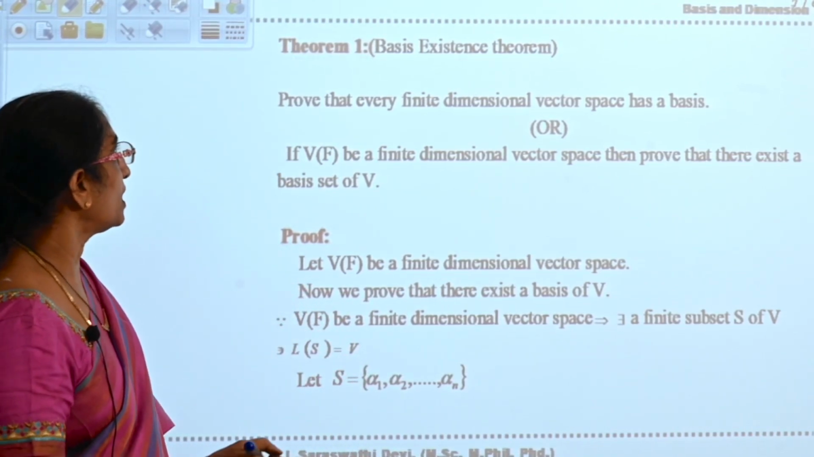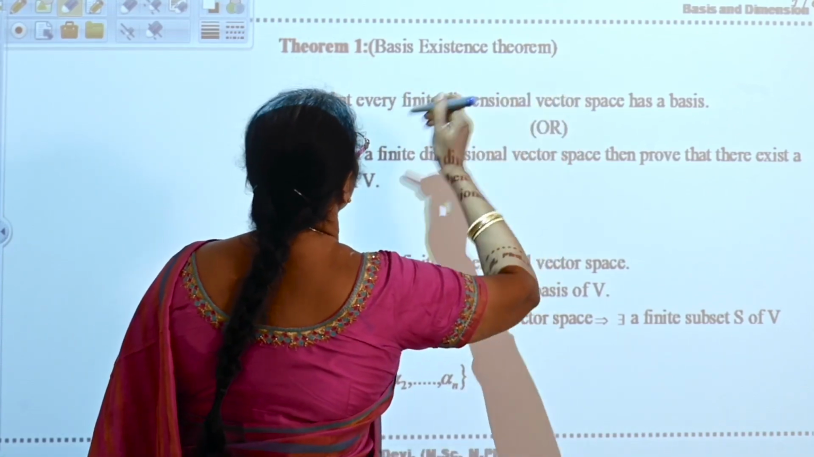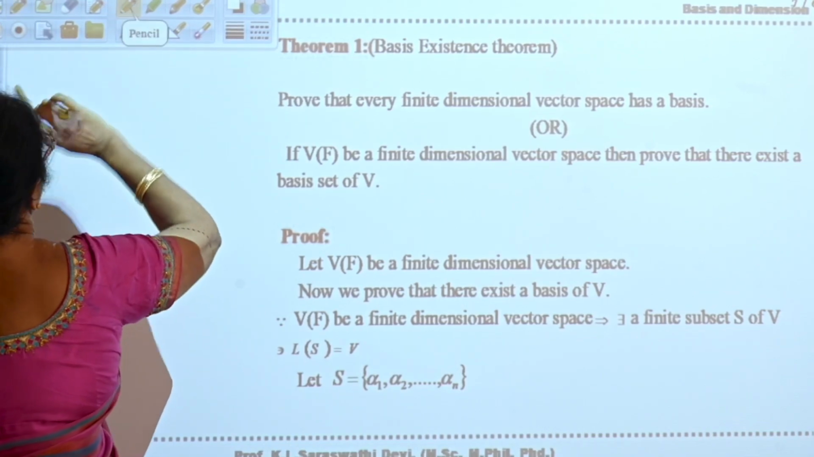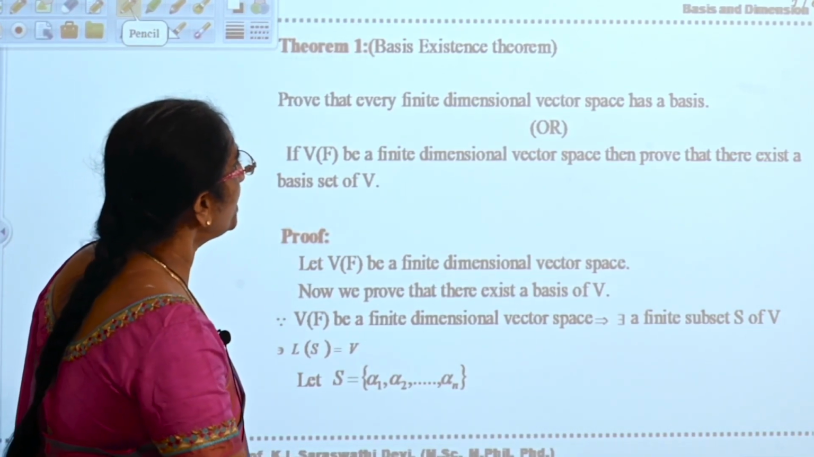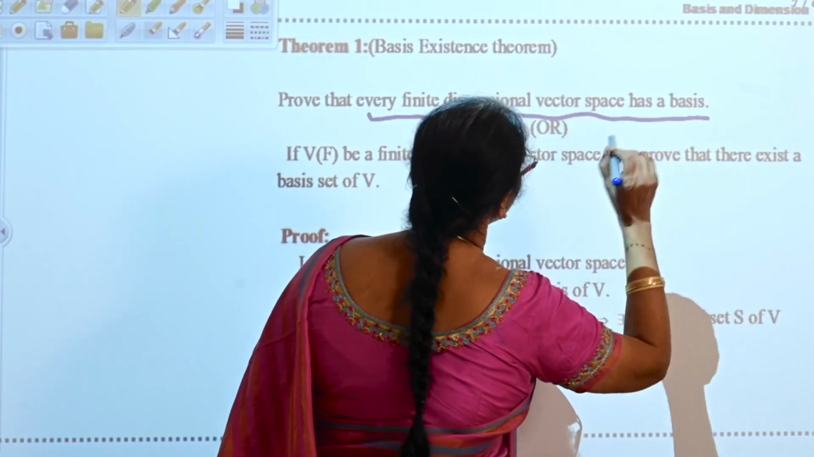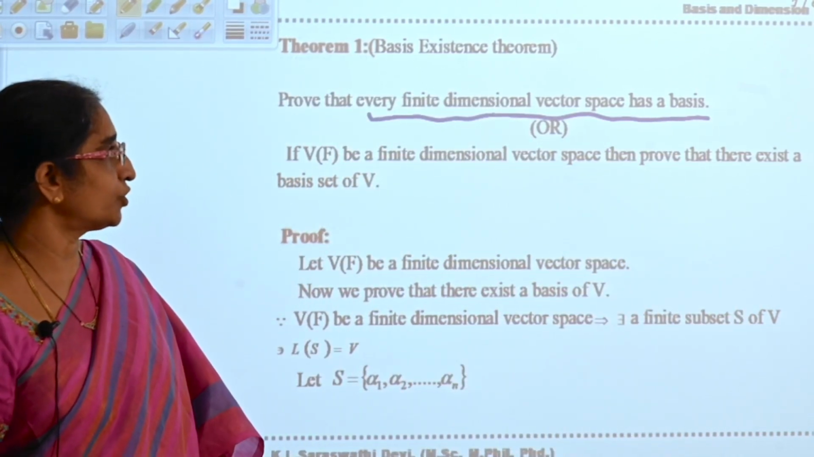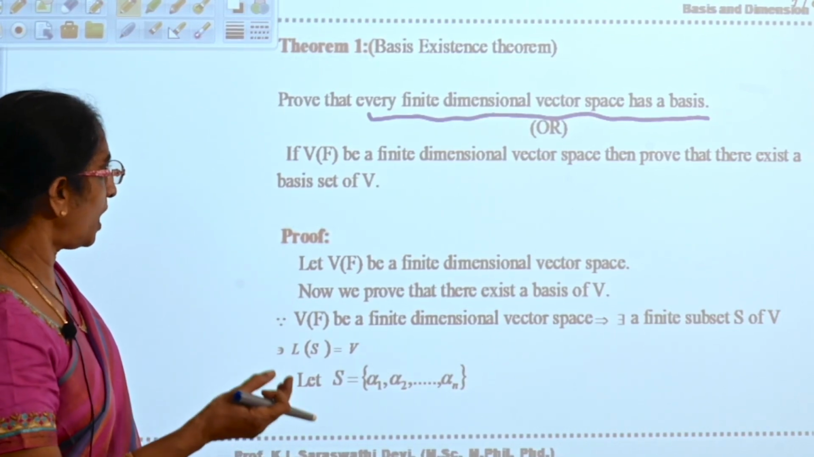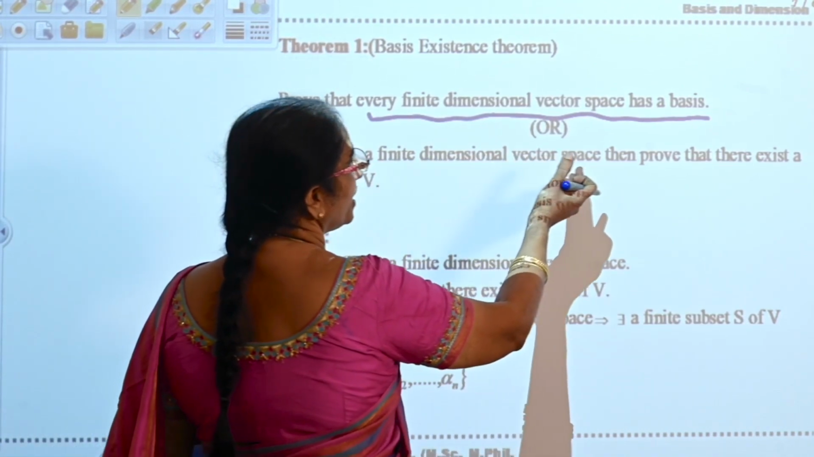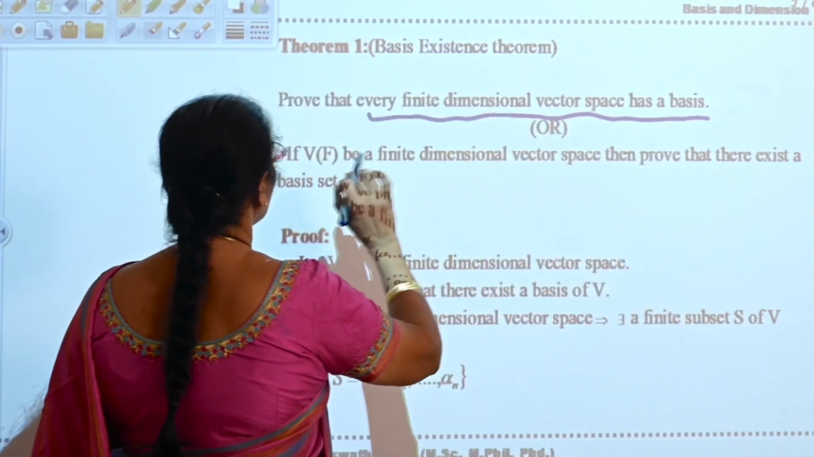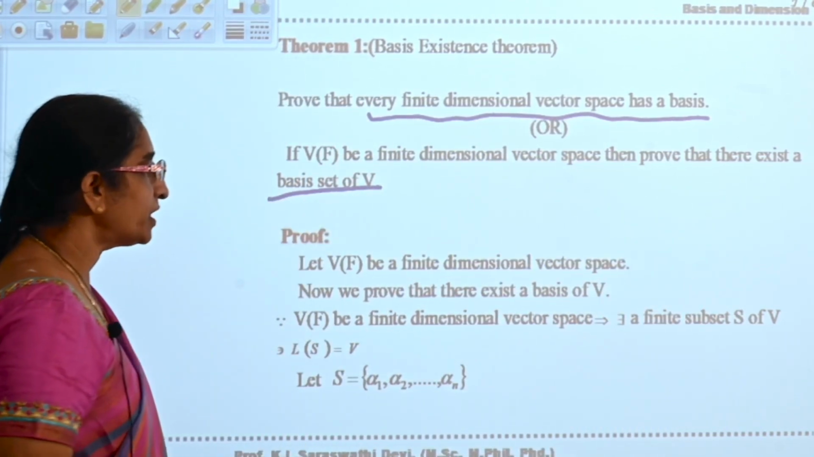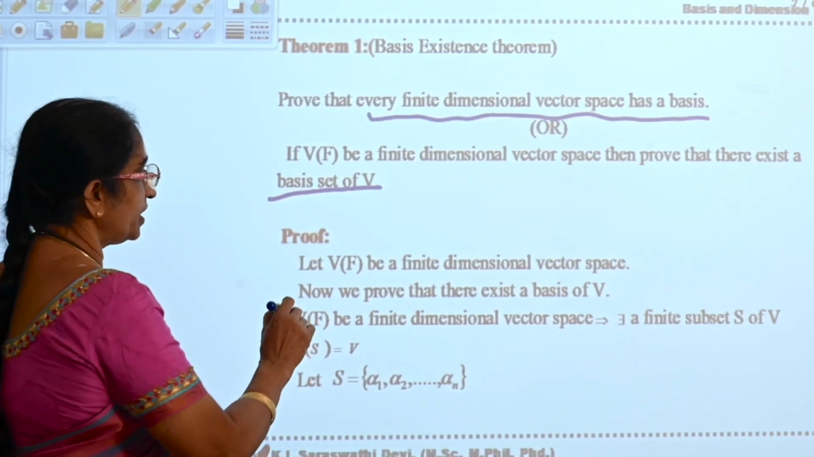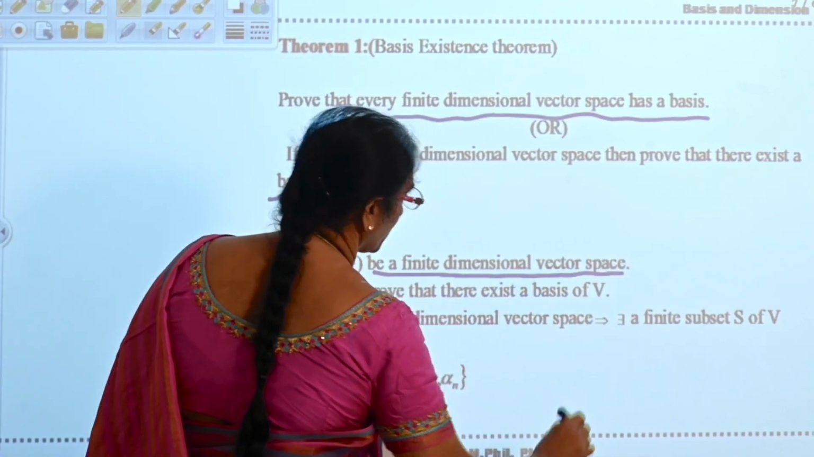Now we will see the basis existence theorem. Every finite dimensional vector space has a basis. What we are going to prove is that every finite dimensional vector space has a basis, or if V of F is a finite dimensional vector space, then there exists a basis set of V. See how we prove it. What is V of F? V of F is a finite dimensional vector space.